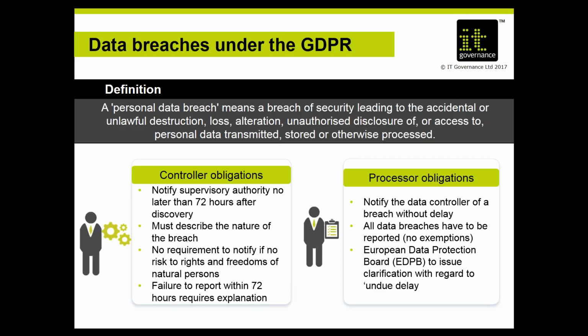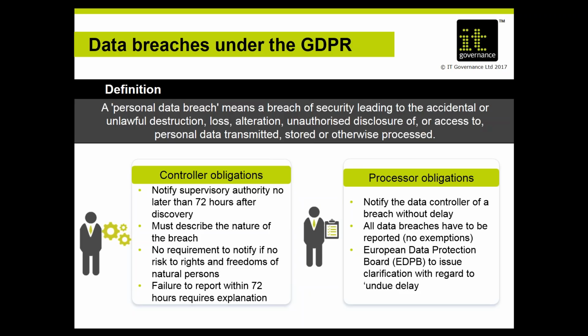Now, we have this time period of 72 hours. After the controller becomes aware of a breach, they have 72 hours to notify the supervisory authority. Supervisory authority in the United Kingdom is the Information Commissioner's Office. Supervisory authority is the term in the GDPR for all the regulatory bodies across the European Union that look after data protection.